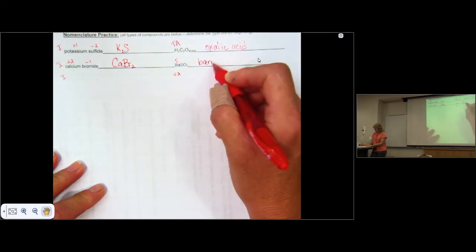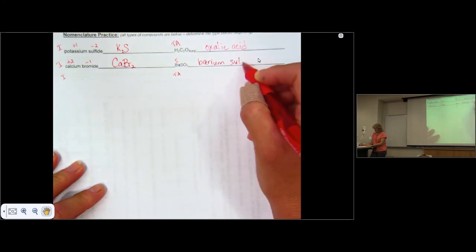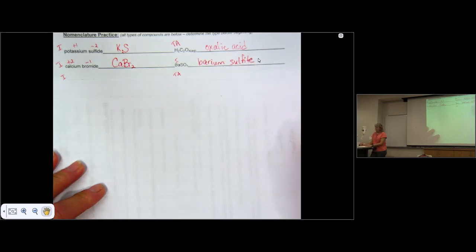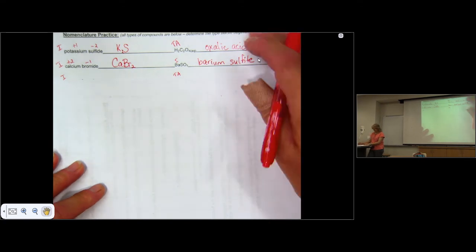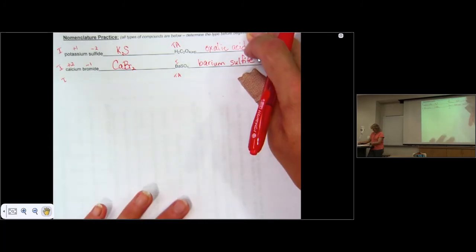Barium sulfite. If you don't know your polyatomic ions, you call that barium sulfur trioxide. And that's wrong. That's why I want you to learn your ions. But that's what I see on papers a lot, stuff like that, because they just start naming things. Where do I find that?